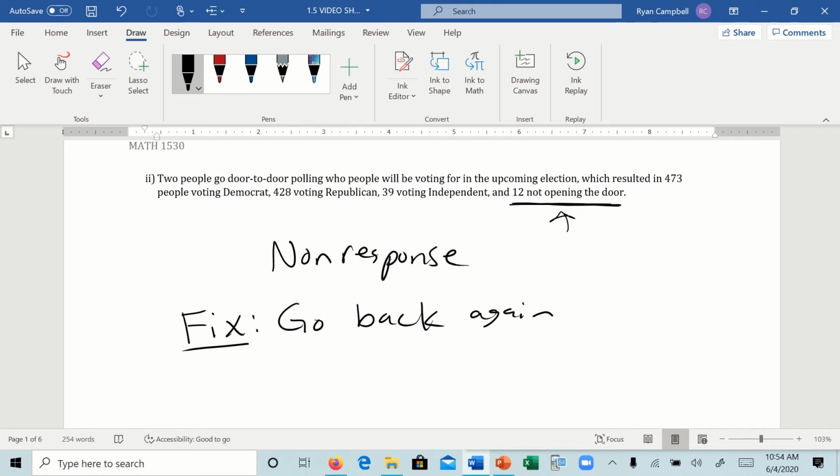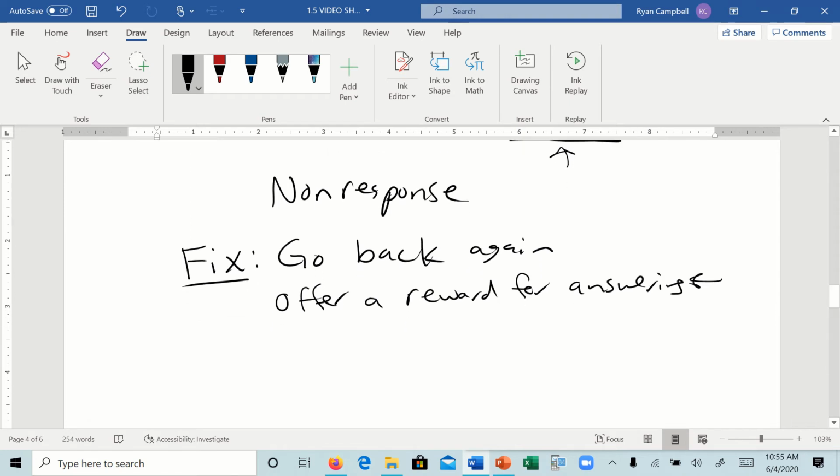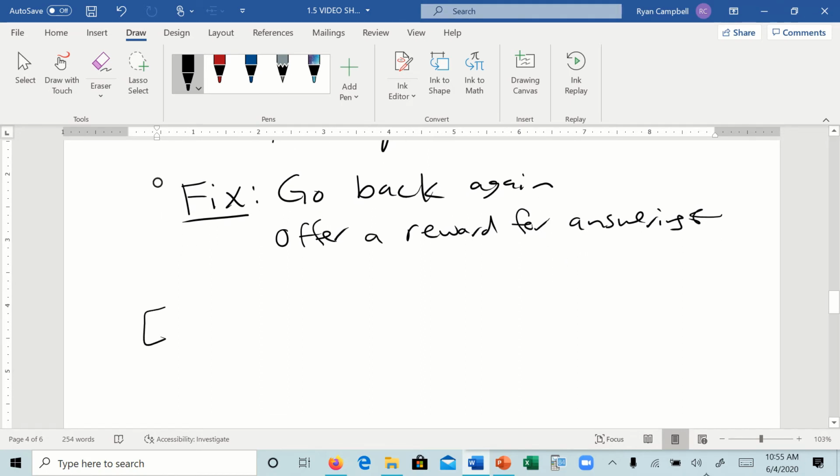Another thing that our book says that I don't think is super great is that you could offer some sort of reward for answering. I'm not a huge fan of this. It does feel a little bit like bribery. It also might change the way that they think, right? So, for instance, a lot of times classes will have evaluations, class evaluations where you will evaluate the professor.